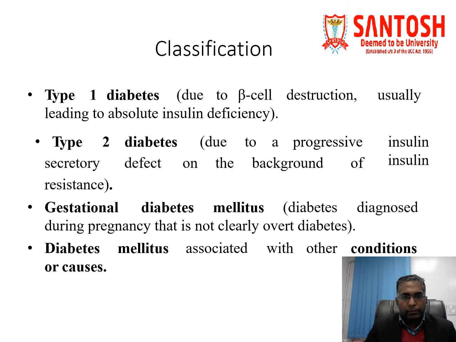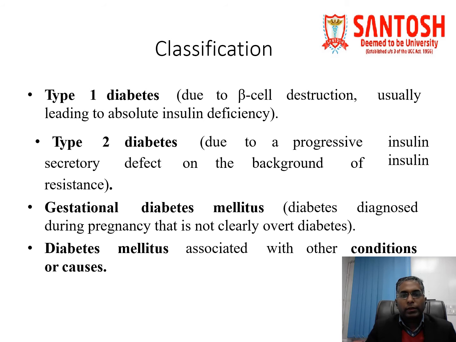This slide shows the basic classification of diabetes, that is in four categories: type 1 diabetes, type 2 diabetes, gestational diabetes mellitus or GDM, and diabetes mellitus associated with other conditions or causes. Type 1 is mainly due to beta cell destruction, usually leading to absolute insulin deficiency, and type 2 diabetes is due to progressive insulin secretory defect on the background of insulin resistance, and gestational diabetes mellitus is diabetes which is diagnosed during pregnancy and which is not clearly overt diabetes.